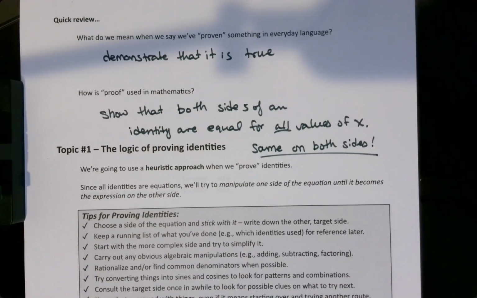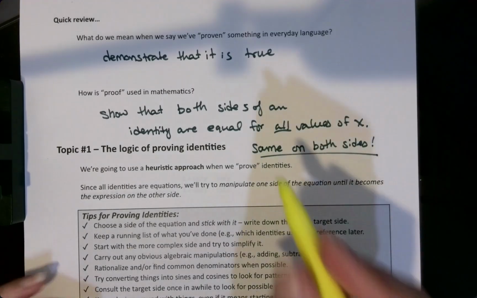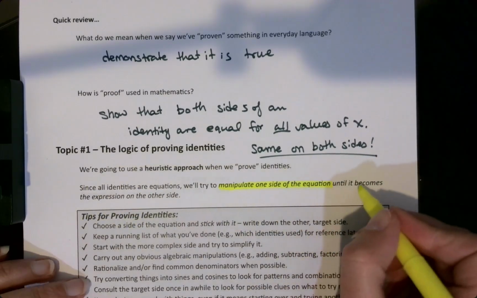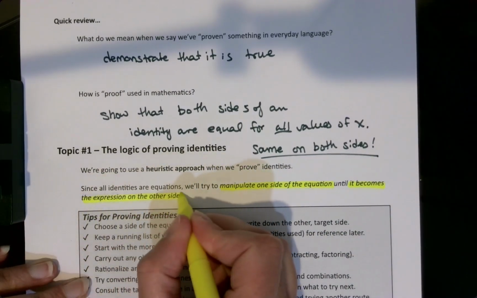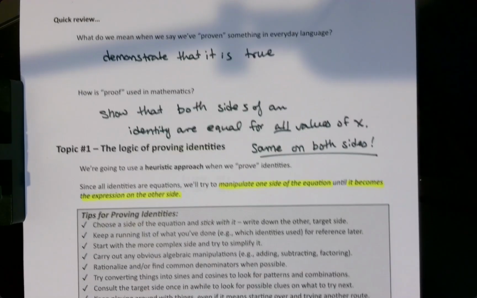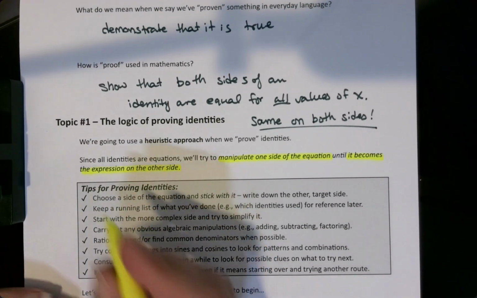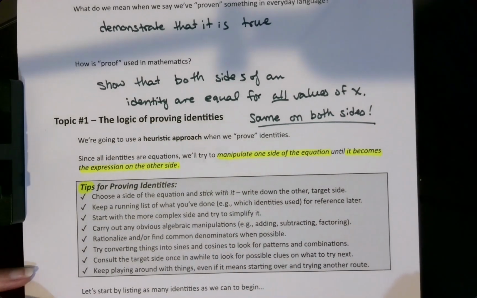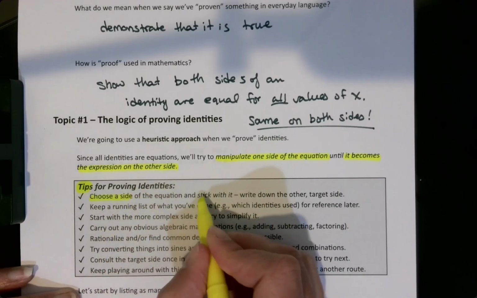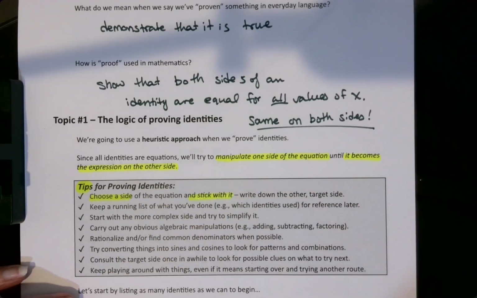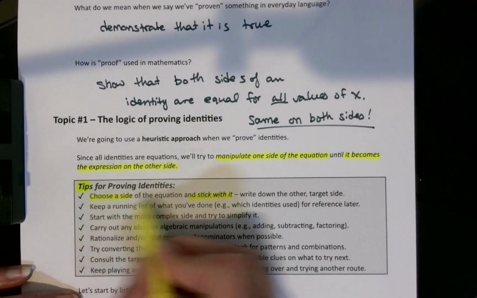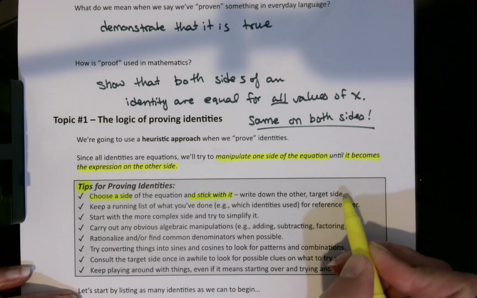All right. Since all of our identities are equations, we are going to try to manipulate one side of the equation until it becomes the expression on the other side. There's no one straight process that's going to allow us to do that every time. Instead, we've got some tips for proving identities. One of those tips is to choose a side of the equation to work with and stick with it. Then you're going to write down the other target side and try to take that one equation and work it until you can get the target side.